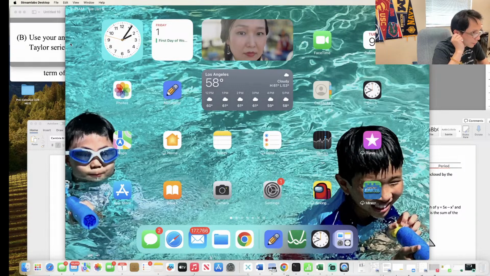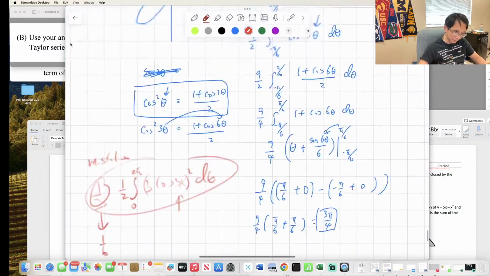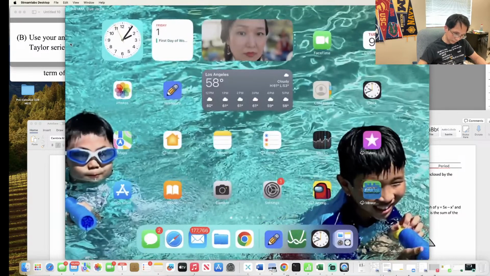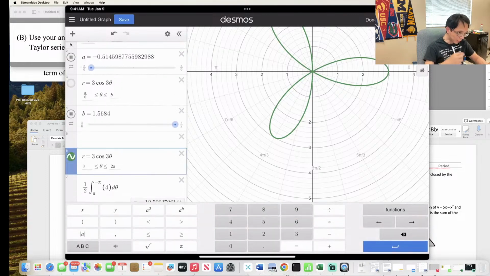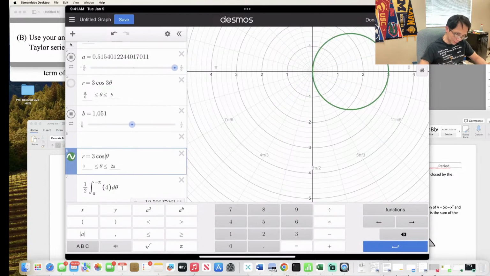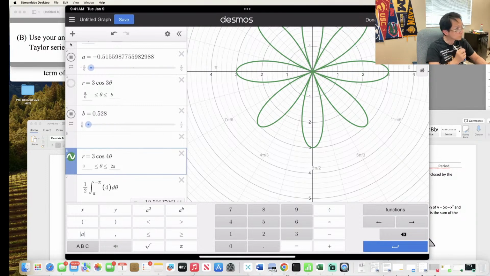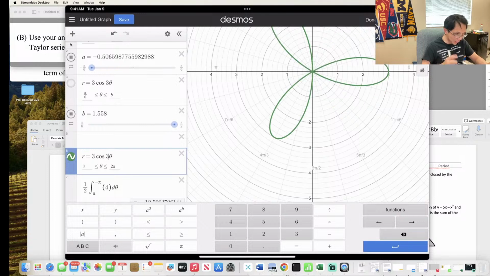Any questions about this part? Can you go over the part about how many petals? What do you mean by the same amount of petals? Okay, so if it's odd, like 3 theta, it's going to be 3 petals. If it's 4, it's going to be double, so 8 petals. Okay. But basically, this is still 6 petals, but you just don't see it. It just basically traces the same petal twice.